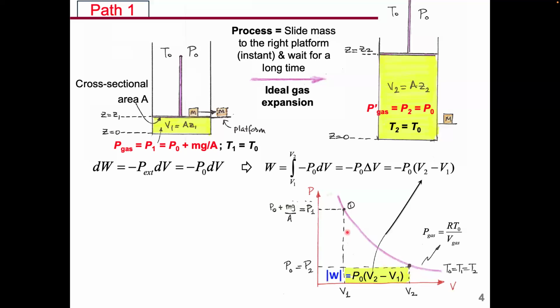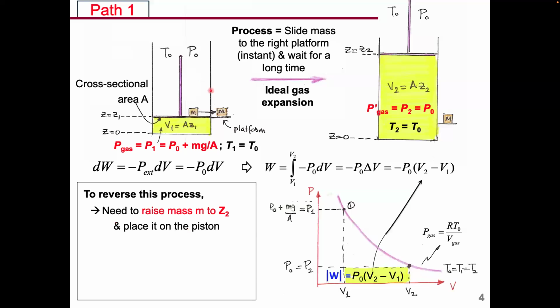Now we want to ask: remember, when we are talking about whether the process is reversible or irreversible, we want to go back to the original state. So let's say you want to go from state 2 back to state 1. How can you do that? To reverse this process, you just lift this mass up to Z2 and slide it onto the piston. Then your external pressure is going to be greater than the system pressure, the piston will drop, and the system will be compressed until the system pressure reaches the original pressure, which is P1.